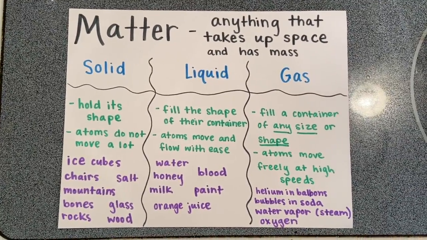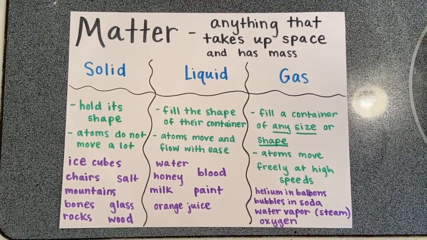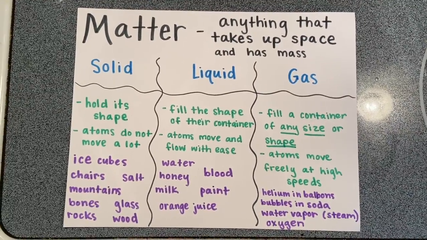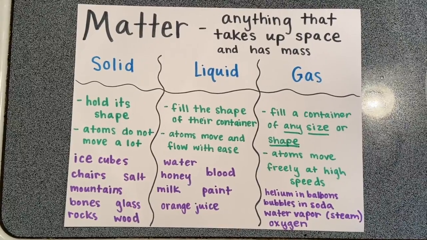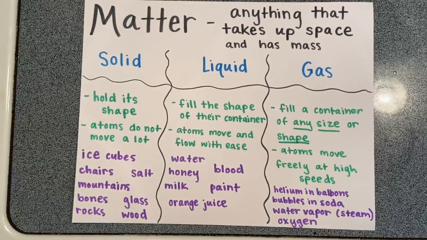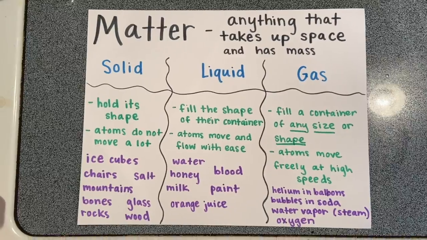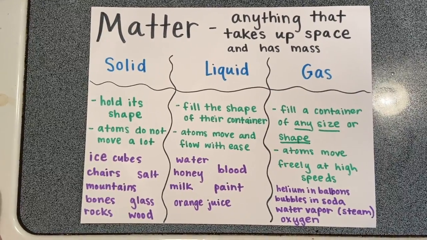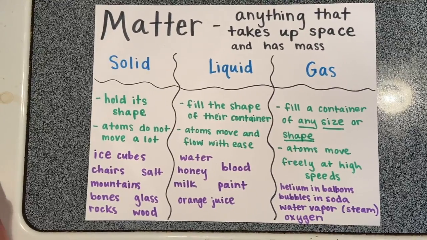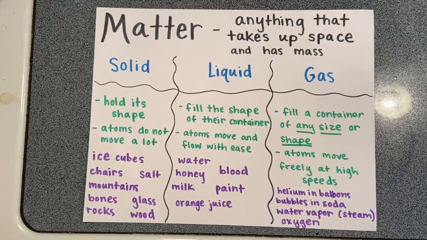And then we've got gases. Gases can fill a container of any size or shape. This is really important. So gases are all around us. They're in the atmosphere. Oxygen is a type of gas. I have that down here. Gases can fill any container. So if you're in your house, there's gases in your house. There's gases all over the place in the air.